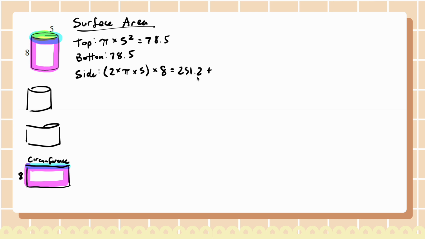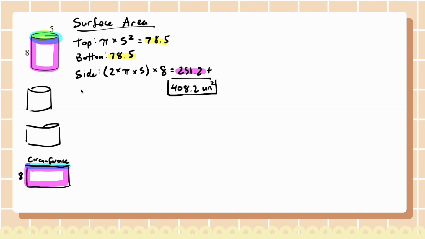So let's add each of these 3 sides together. We're going to add 78.5 plus another 78.5 plus 251.2. This gets me a total of 408.2. And we don't have any units, so we're just going to say units squared. And this is our final surface area.